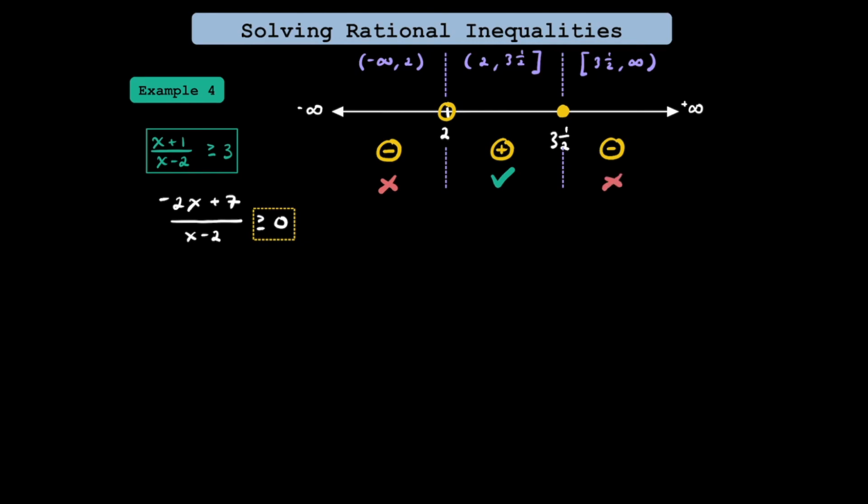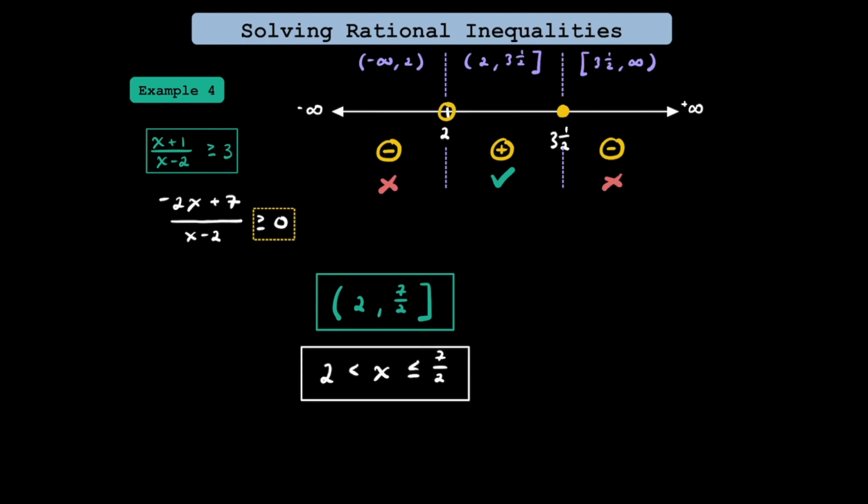In interval notation, the solutions are going to be between 2 and 7 halves. As an inequality, we can say that 2 is less than x, which is less than or equal to 7 halves. Both of these represent our solutions.